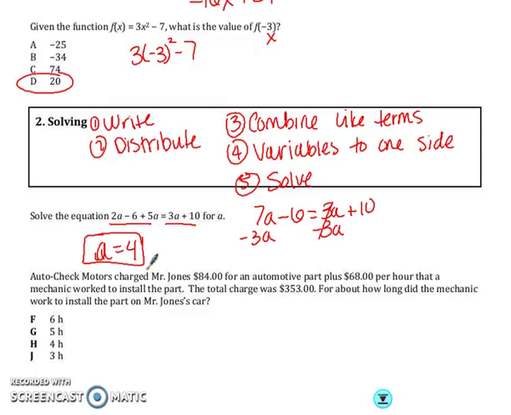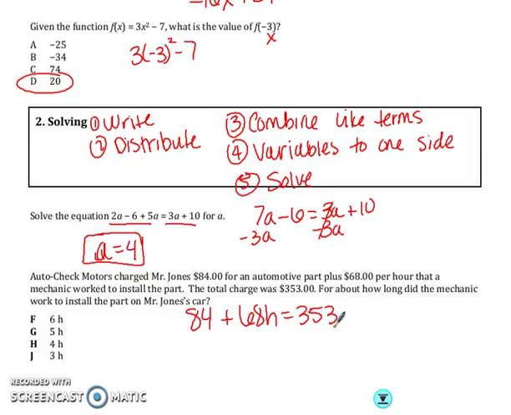Alright, on this one, AutoCheck Motors charged Mr. Jones $84 for an automotive part, plus $68 an hour. So $84 for a part, plus $68 an hour that the mechanic worked. The total charge, so total, equals $353. For about how long did the mechanic work to install that part?